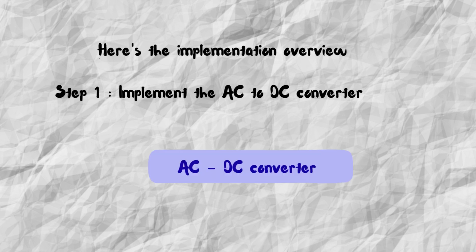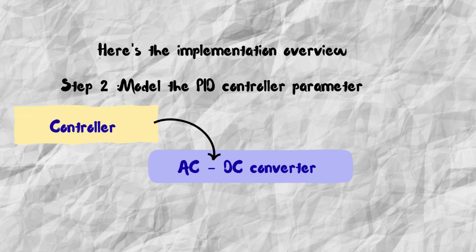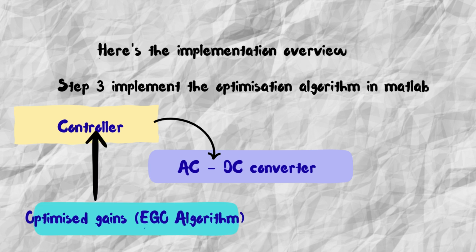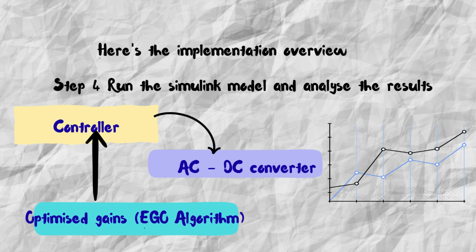Step 1 is to implement the AC to DC converter. Step 2 is to model the PID controller parameters. Step 3 is to implement the optimization algorithm in MATLAB. Step 4 is to run the Simulink model. Step 5 is to analyze the results.